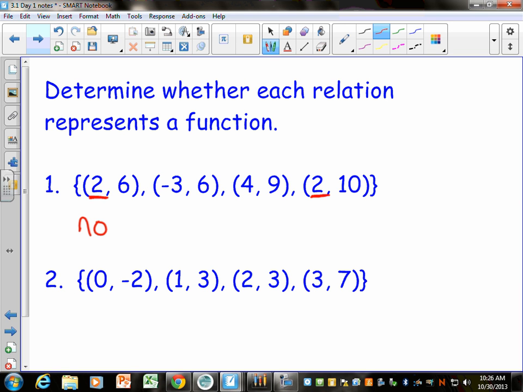And for number 2, Vaughn says yes. Do you agree with him? Y can repeat itself. The y could be the same number all the way across, but x can't. All the x's are different. So we say yes. Okay about that? Again, that's like 2 problems.